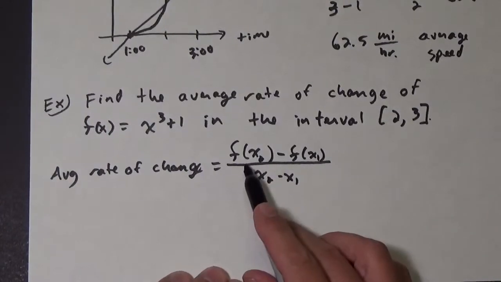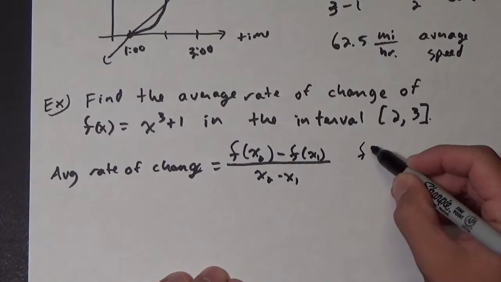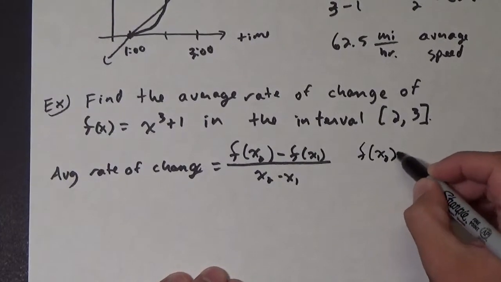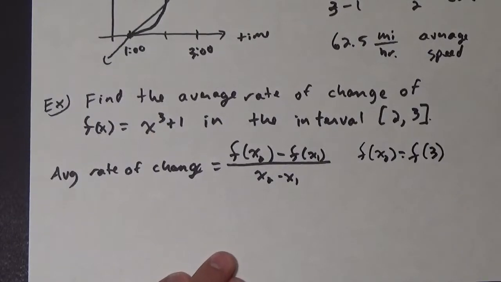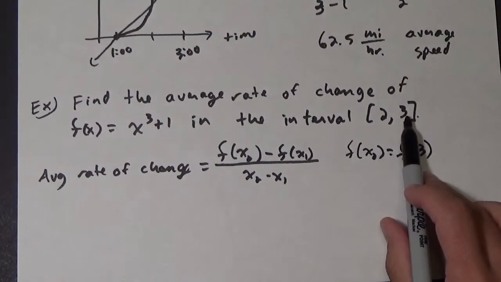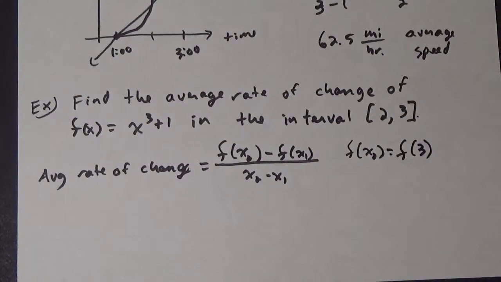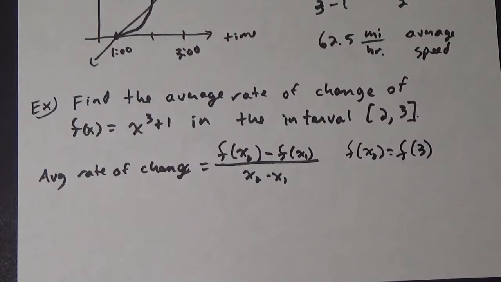So first we need to find f of x sub 2 and f of x sub 1. So what is f of x sub 2? That's going to be f of 3. One thing to note, when it comes to the average rate of change, it does matter which one is x sub 2 and which one is x sub 1. So you do have to remember that the second one is x sub 2. So keep track of that.